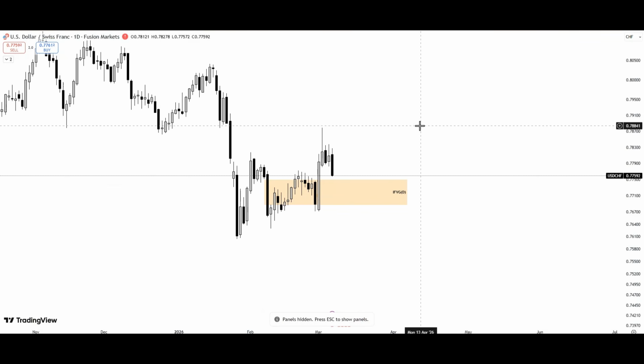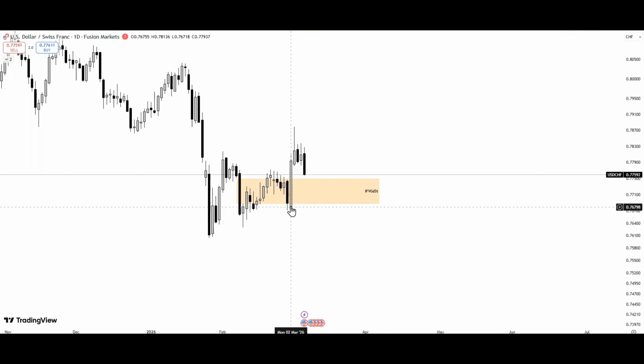So on the daily time frame, you can clearly see last week, this is Monday, Tuesday, this is the only price action we had, and finally this is what we have.